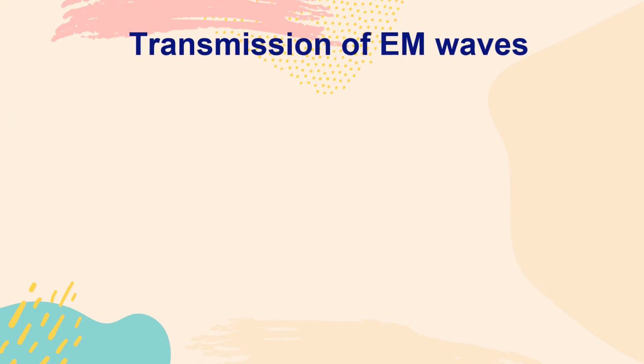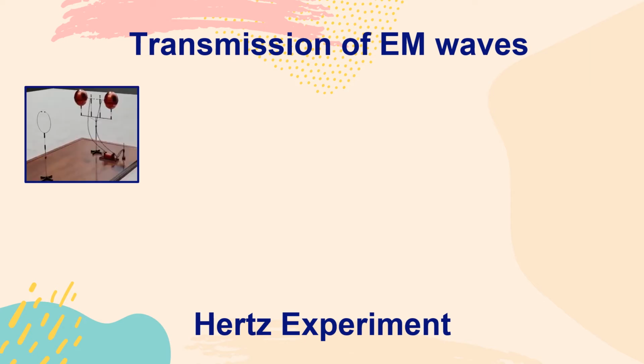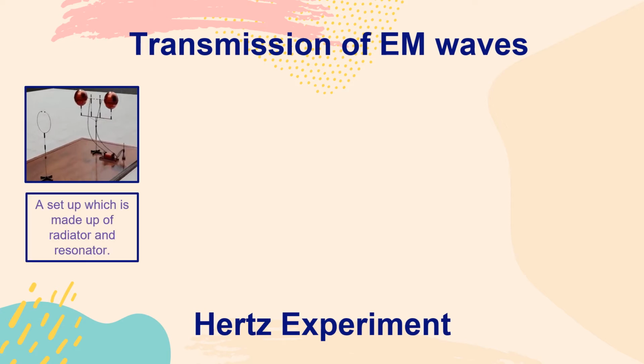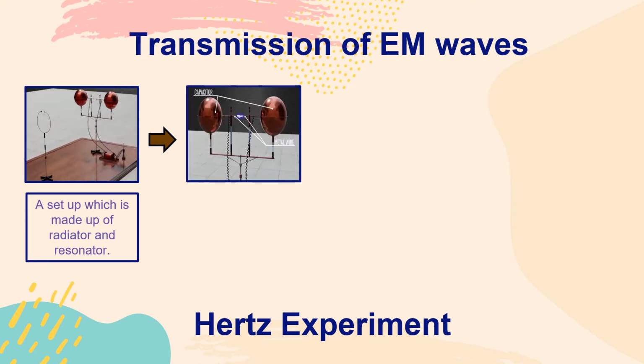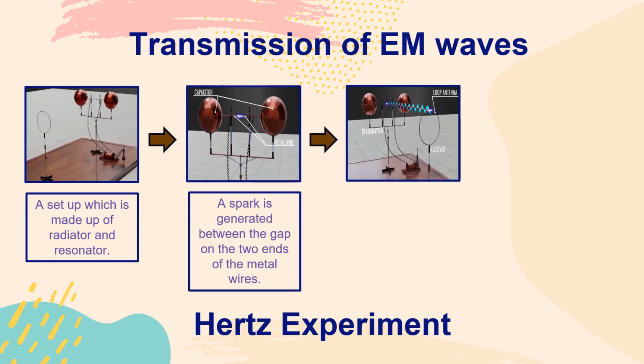And now, let us discuss how Heinrich Hertz showed the electromagnetic wave transmission and propagation. Heinrich Hertz was the first to transmit and detect EM waves through a setup made up of a radiator and resonator. In his experiment, a high voltage current was applied to the two ends of two metal wires, which generated a spark in the gap between them. This spark resulted in radiation of EM waves.